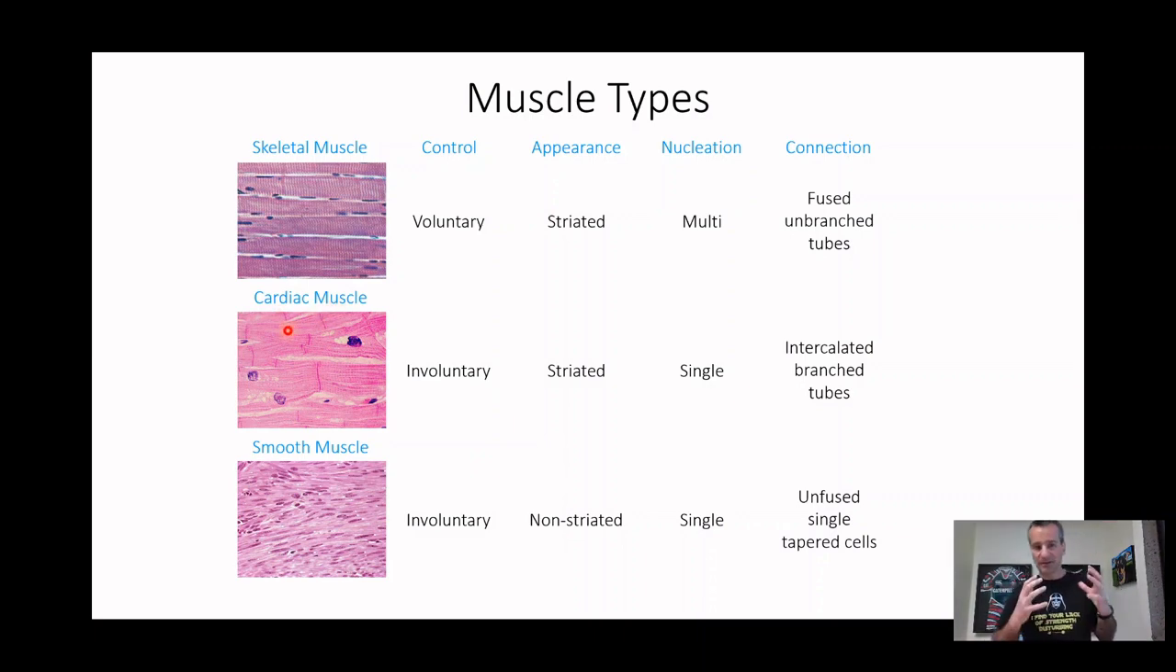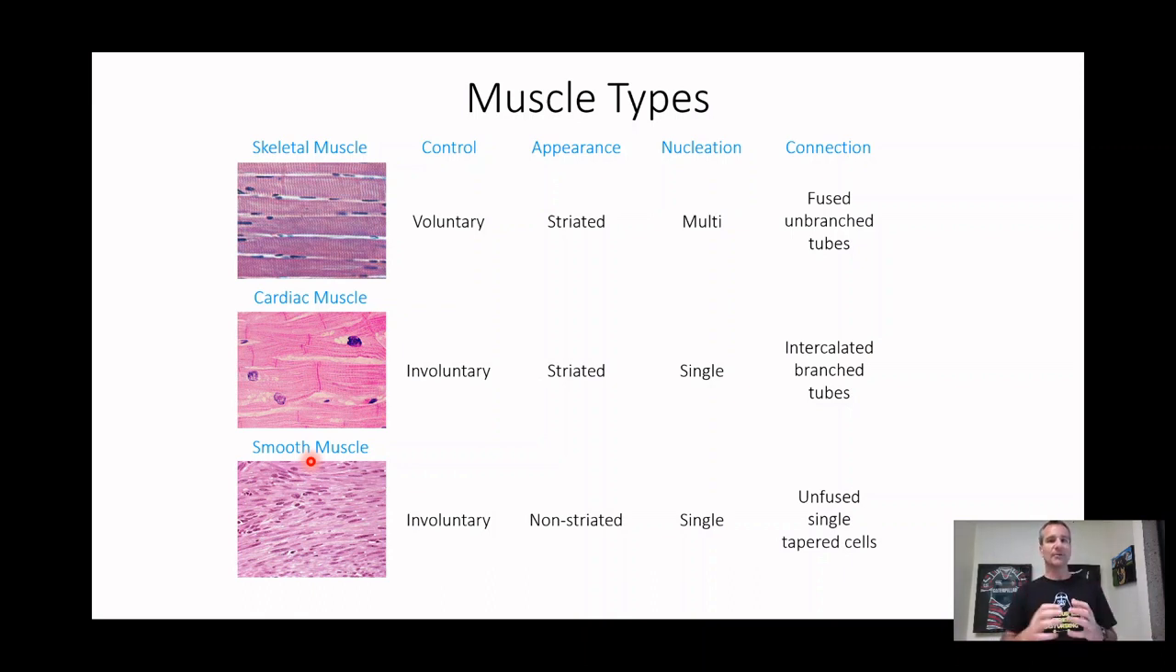The second type of muscle is called cardiac muscle, so heart muscle. This is the muscle that's in our heart that causes our heart to contract, and it contracts continuously throughout our lifespan. The third type of muscle is smooth muscle, and this is the muscle that's around all of these internal organs and all of our blood vessels and all of our gastrointestinal tract. What these muscles do is they contract slowly and in a rhythmic fashion.